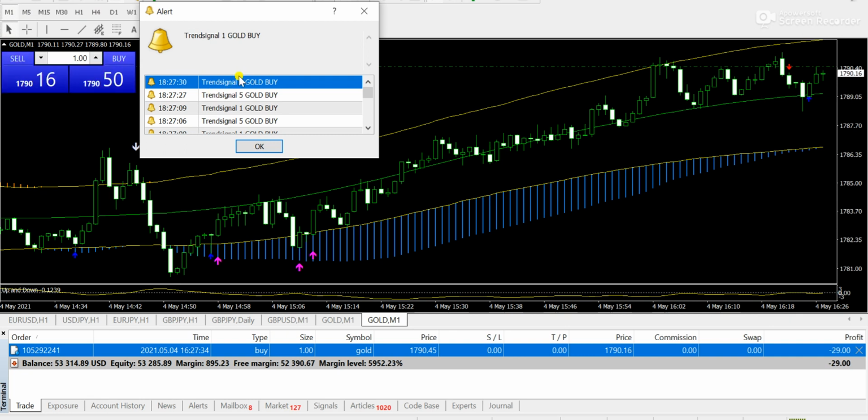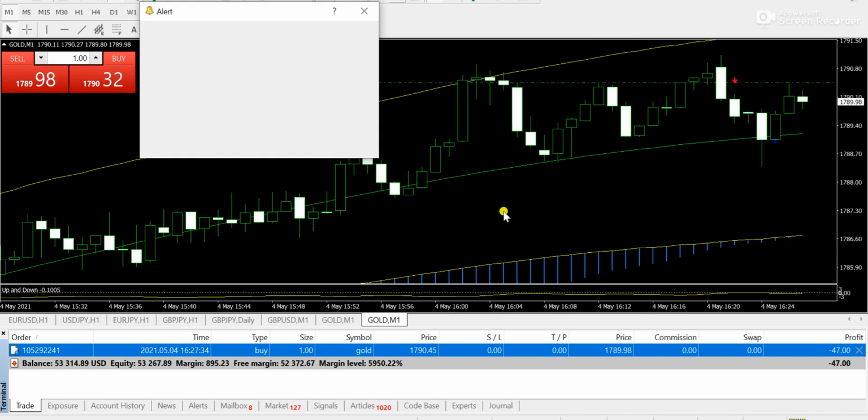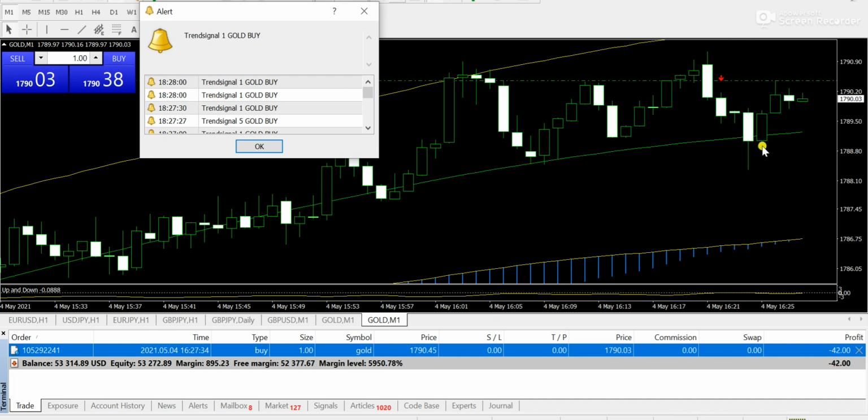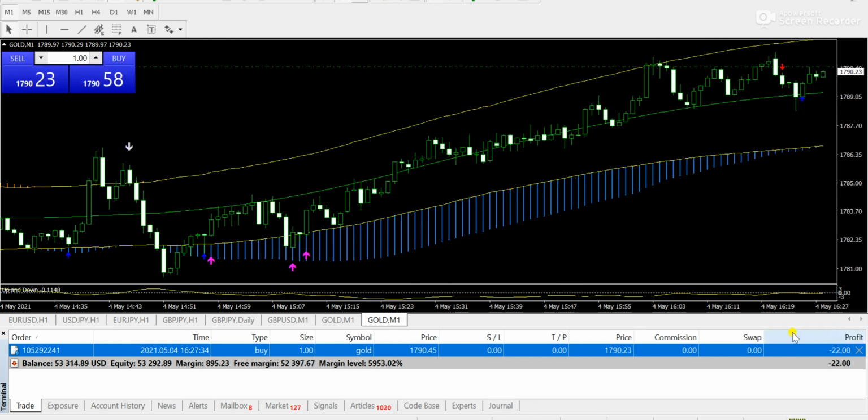Trend signal 1. 1 means the 1 minute time frame, and gold buy means it is directing me with the buy signal. If I zoom in on my chart, you can see there is a blue arrow here. Again it is telling me about the buy signal. This blue arrow is indicating a buy signal. I'm just going to zoom out my chart so that you can see it properly.